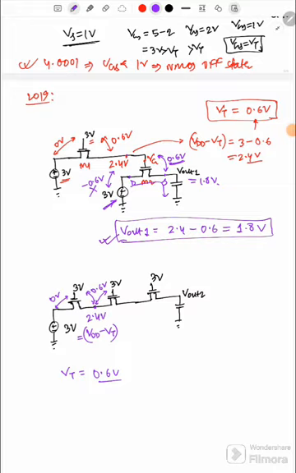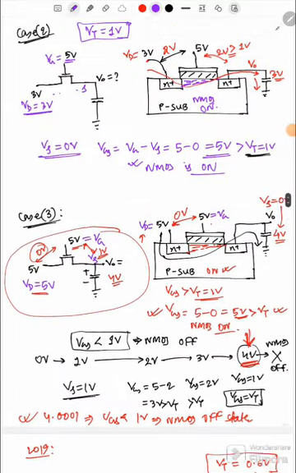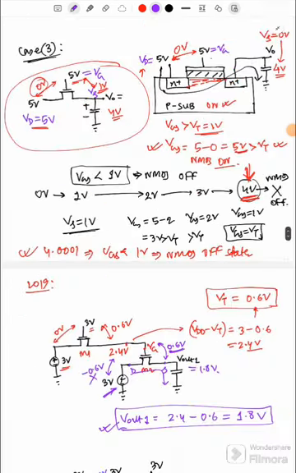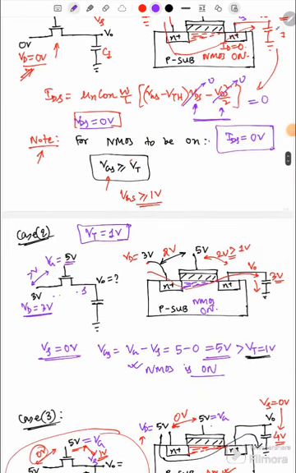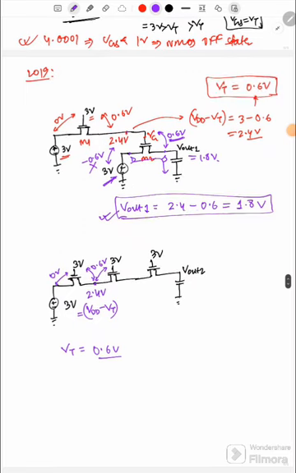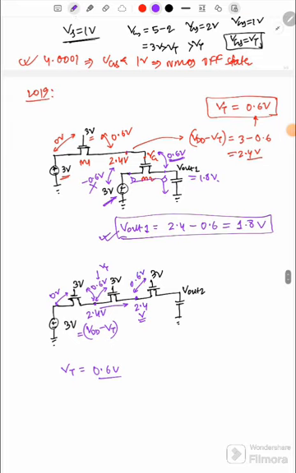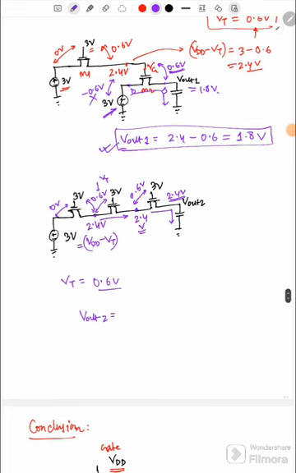So this is case number 2. In case number 2, this is 3 volt, the P output is also 3 volt, because this already has a gap greater than the threshold voltage. Here the gap is the threshold voltage, so this will be on. This will go up to 2.4 volt, and this also has a gap of 0.6 volt. So Vout2 equals 2.4 volt.